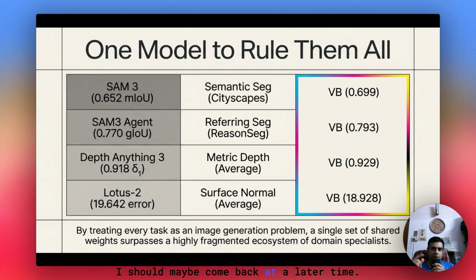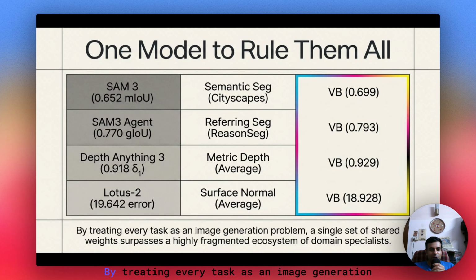I wouldn't be surprised. I should maybe come back at a later time. I don't know which conference this paper is being submitted to, but I wouldn't be surprised if this wins the best paper award. So Vision Banana, best paper award. Let's revisit. We are right now on 28th April 2026. Let's revisit. I'm going to say when Vision Banana gets the best paper award.